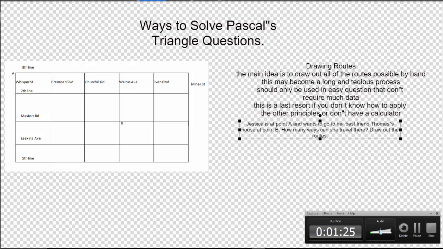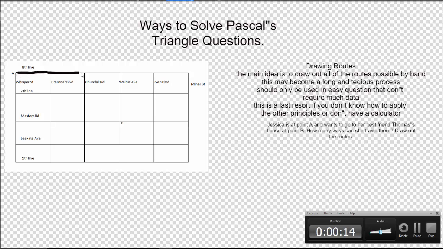An example question would be, Jessica is at point A and wants to go to her best friend's house, Thomas, at point B. How many ways can she travel there? Draw out all the possible routes. So Jessica is at point A at 8th Line and Whisper Street, and Thomas is at Walrus Avenue and Masters Road. So to do this question, I'm going to use the drawing routes method.